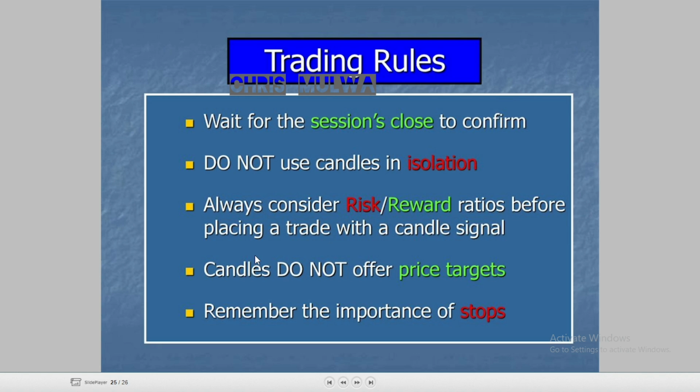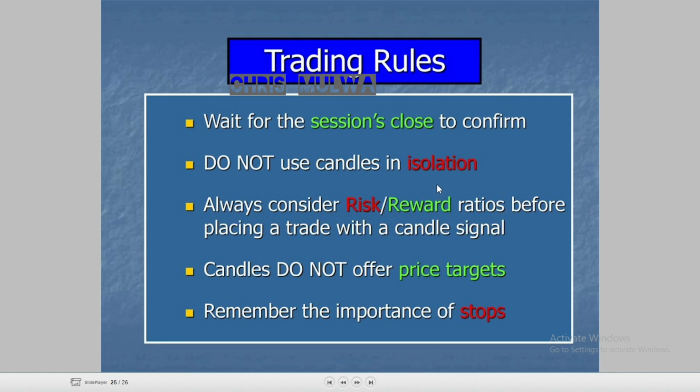Another thing that means session is your strategy to confirm. If it's three soldiers, wait for the 3 soldiers. If you are waiting for a hammer, wait for a hammer, then you wait for an upward candle. That candle goes up. Do not use candles in isolation, sorry.